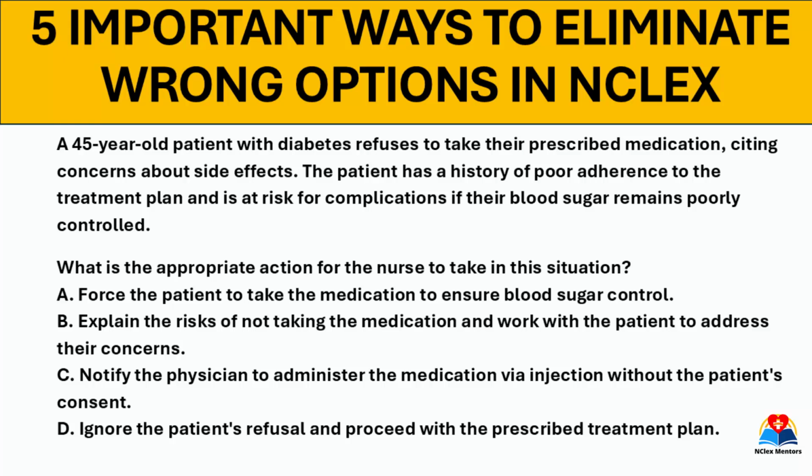The options given to you on the screen are: Option A, force the patient to take the medication to ensure blood sugar control. Option B, explain the risks of not taking the medication and work with the patient to address their concerns. Option C, notify the physician to administer the medication via injection without the patient's consent. Option D, ignore the patient's refusal and proceed with the prescribed treatment plan.